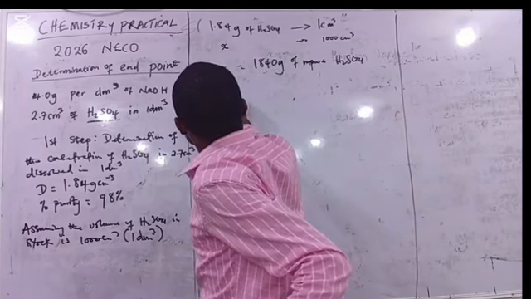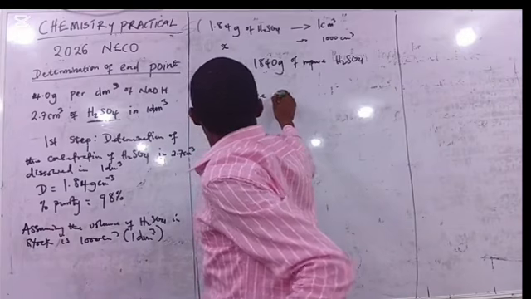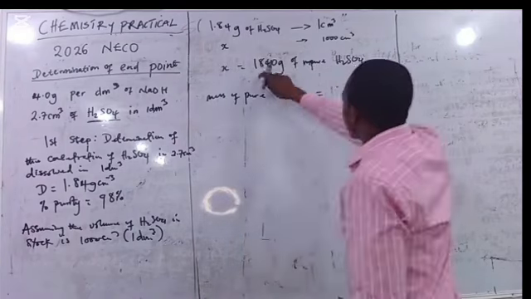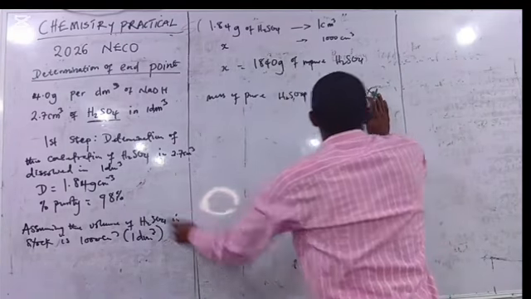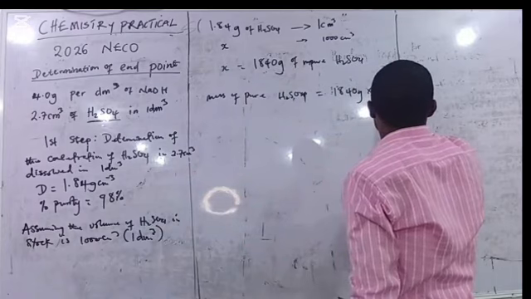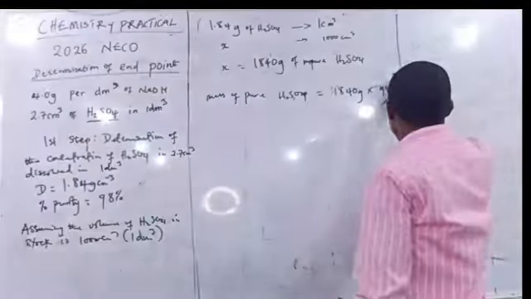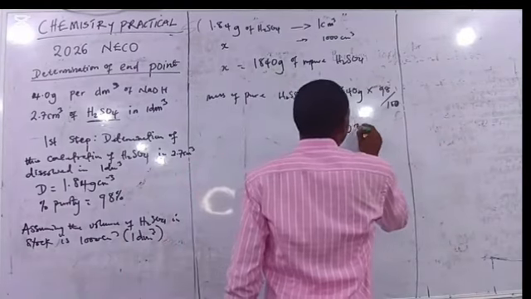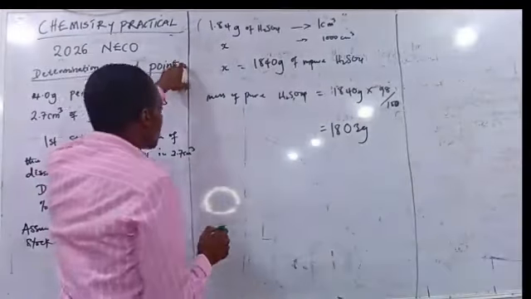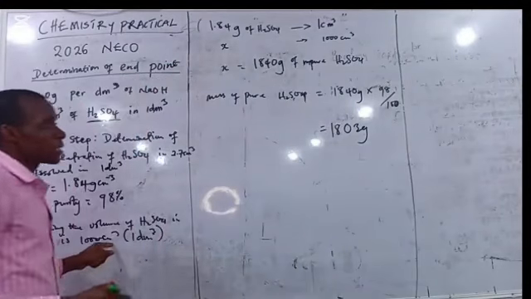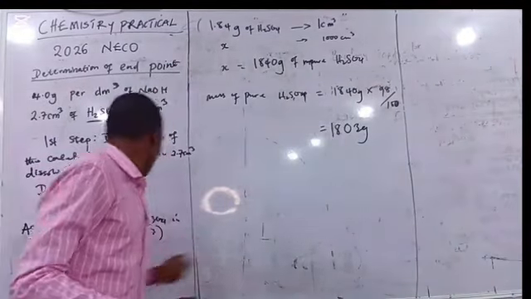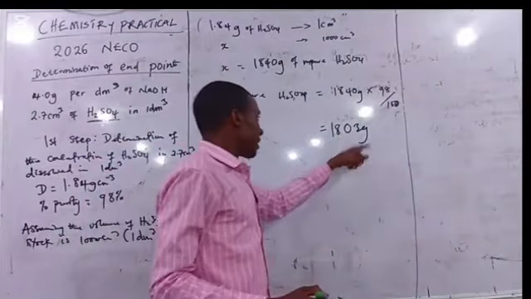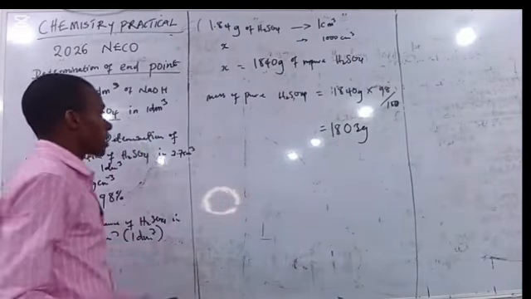So the mass of pure H2SO4 is equal to the impure mass times 98 divided by 100, since the percentage purity is 98. So we are going to have 1803 grams. The next thing is for us to determine the number of moles contained in this 1 dm cube. The mass contained in 1 dm cube or 1000 cm cube is what? 1803 grams. So what is the number of moles contained there?